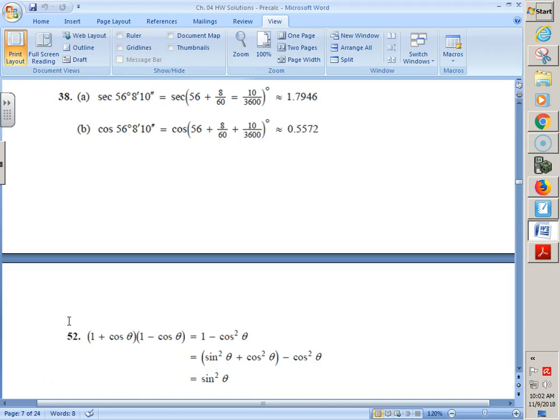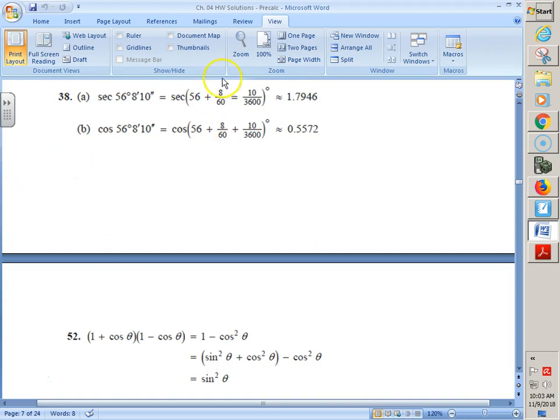Can you guys find the typo? There's one typo. Where is it? The answers are right, but there's one typo in the work. Can anyone find it? Yeah. It's supposed to be 56 whole degrees plus 8 60th degrees plus 10 3600th degrees. Yeah. 56 plus 8 60th degree plus 10 3600th degree.